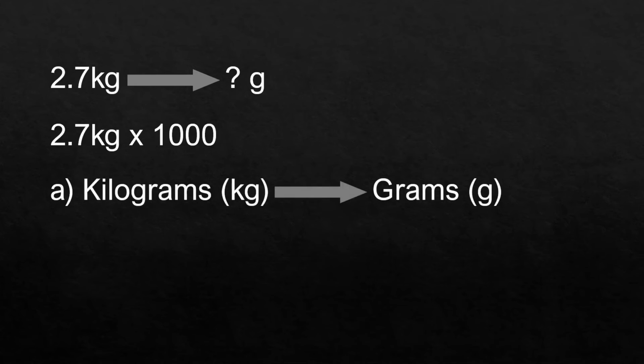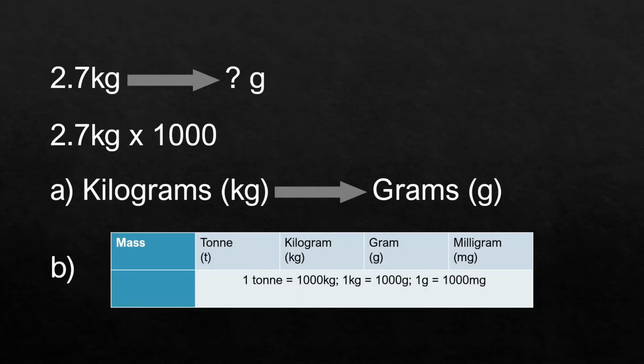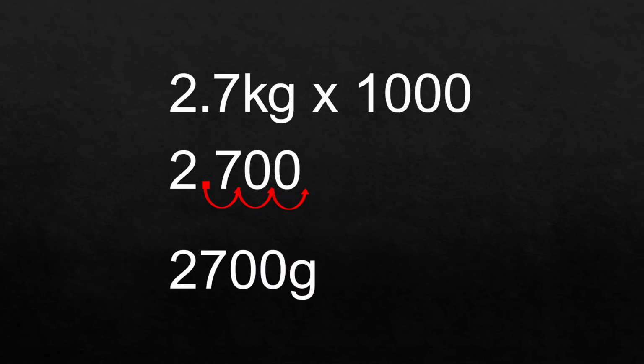Now, let's use mass as an example. Say the mass of an item is 2.7 kilograms, but we wanted to express that in grams. We would need to multiply our number by 1,000 instead of dividing it. Why? Because A, we are converting from a large unit of mass to a smaller one, and B, there are 1,000 grams for every kilogram we have. So let's do it. Multiply 2.7 by 1,000 by moving our decimal point 3 times to the right instead of the left. Our answer is therefore 2,700 grams.